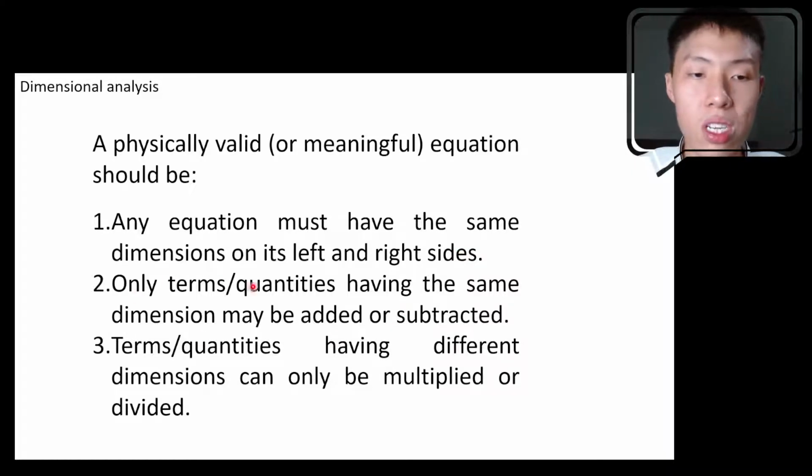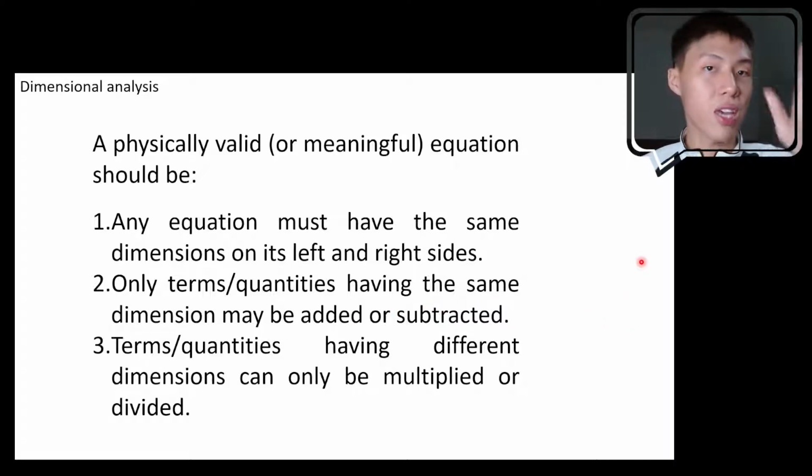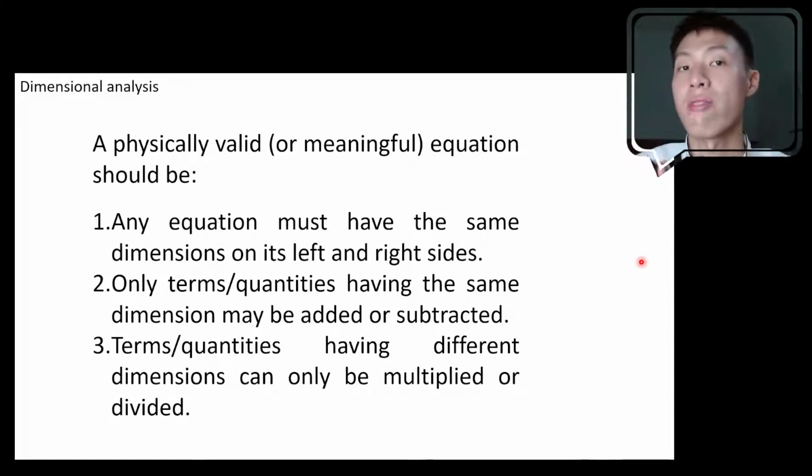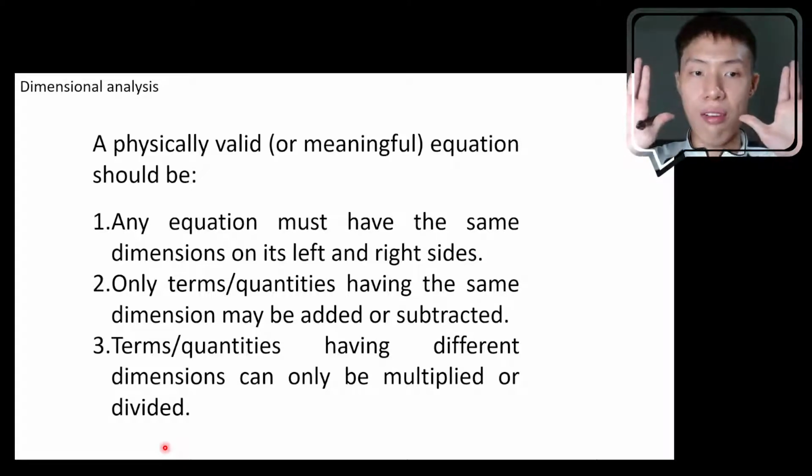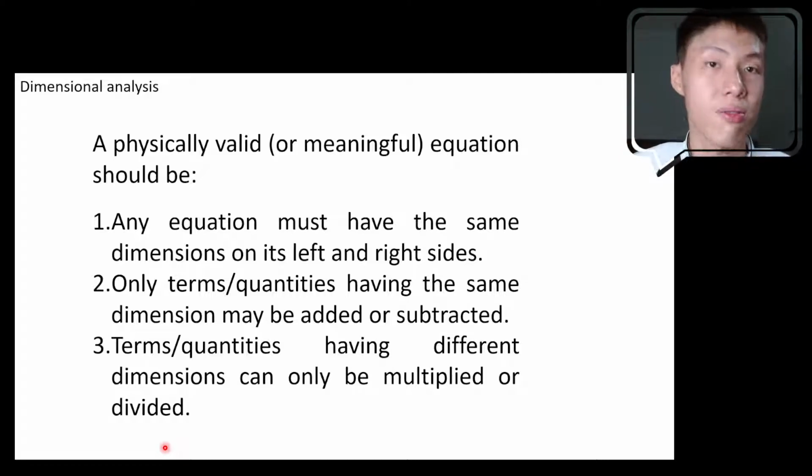The next one is that only terms or quantities having the same dimension may be added or subtracted. So if you want to add A and B together, A and B should have the same dimension. The third one: terms and quantities having different dimensions can only be multiplied or divided. So it continues from the second statement. If A and B have different dimensions, you cannot add them together, you can only multiply or divide them.